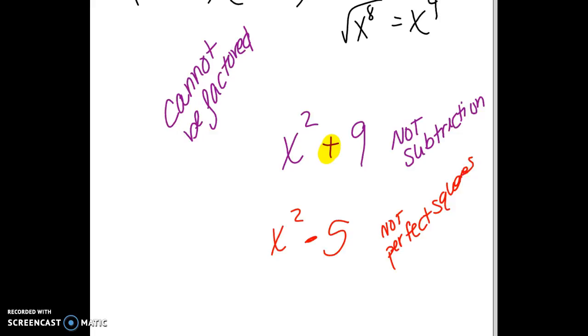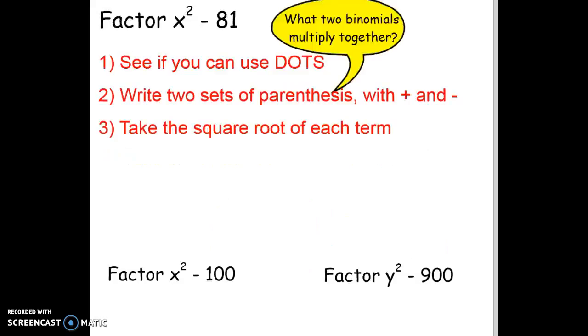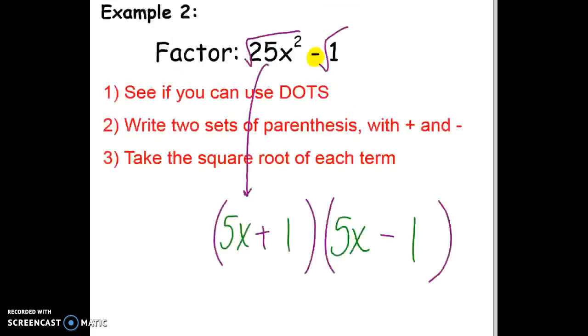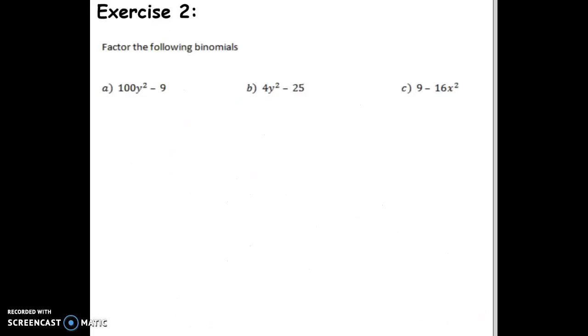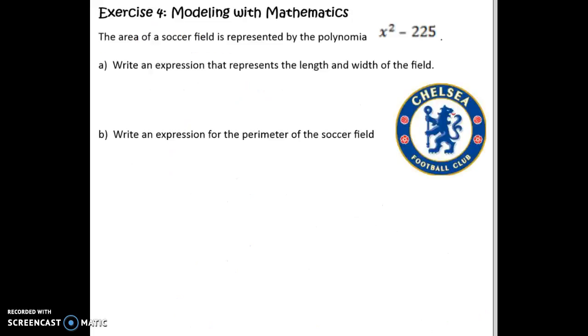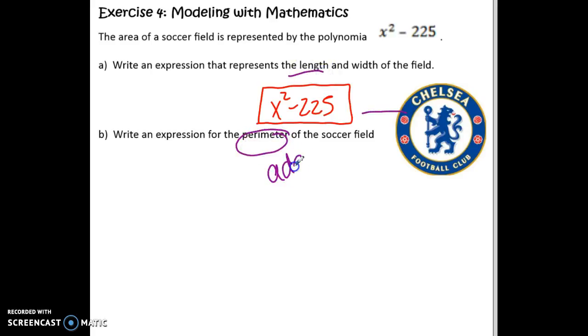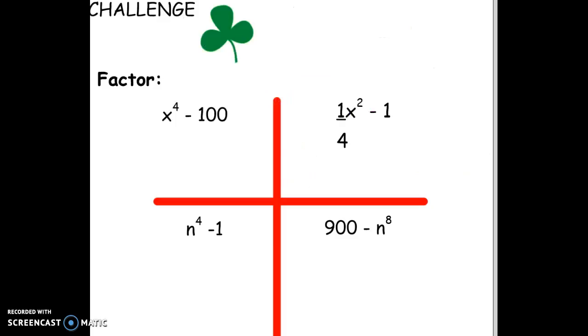All right, so what you're going to continue to do is you're going to go back to exercise 1. Then you're going to move on to exercise 2. Then you're going to do the soccer fields. Okay, if you remember, a soccer field is a rectangle. Okay, so if you have area, it's asking for the sides. Then we're asking for the perimeter. Okay. And then you're going to work on the challenge questions at the very end.